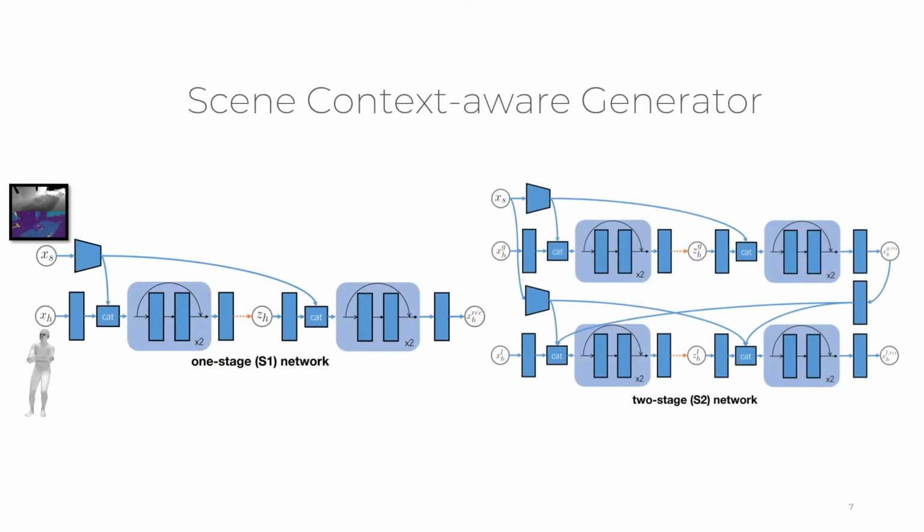We use conditional VAE models to generate body parameters conditioned on scene representations. This one-stage model is to generate all body parameters based on the scene, while the two-stage model is to first generate body global translation and orientation, and then to generate the body shape, pose, and hand pose.